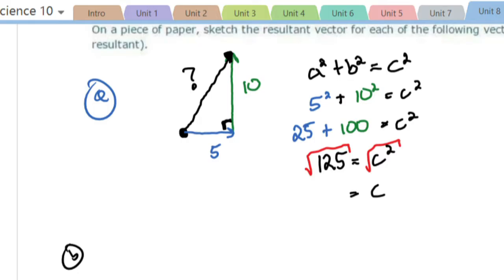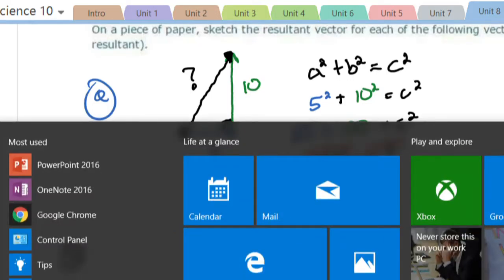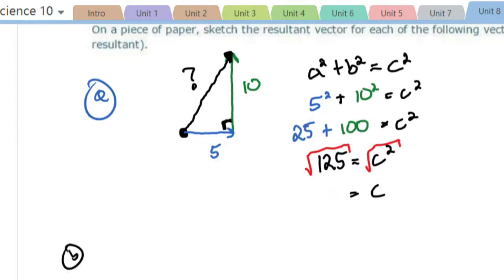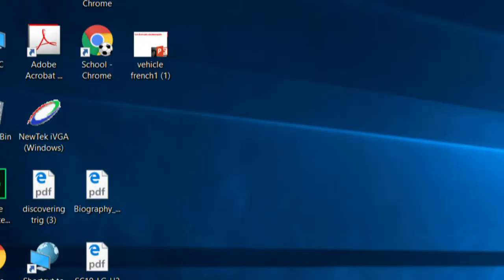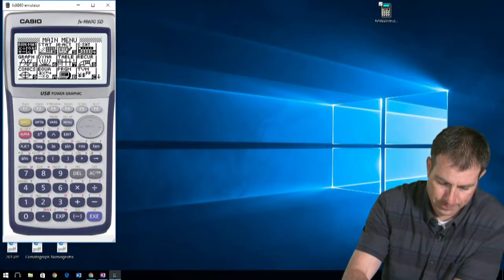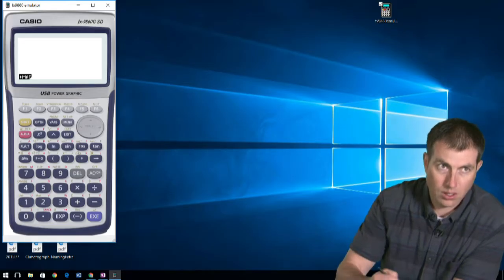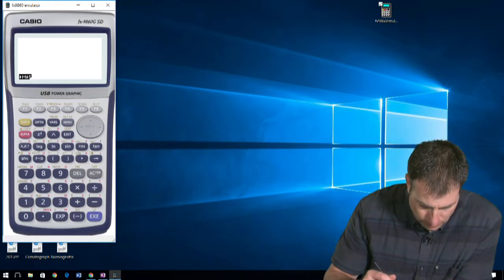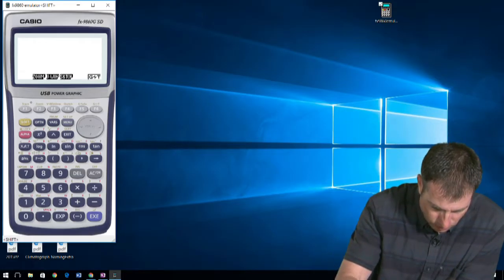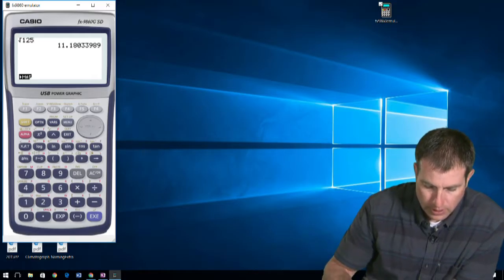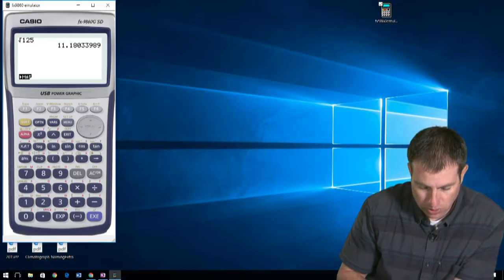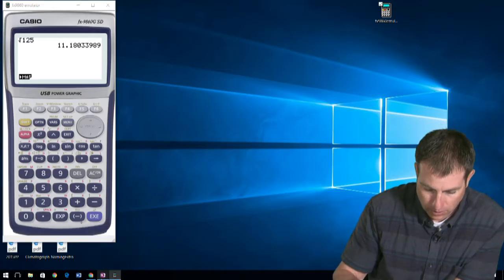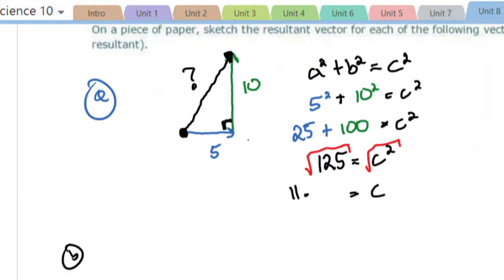I wonder if I have a calculator here somewhere. I think I might be able to just grab it. There it is. All right, so I'm trying to take the square root of 125. Do I have a square root button on this calculator? I do. The square root of 125 is 11.18. We'll just call it 11.2. So 11.2 is equal to c.